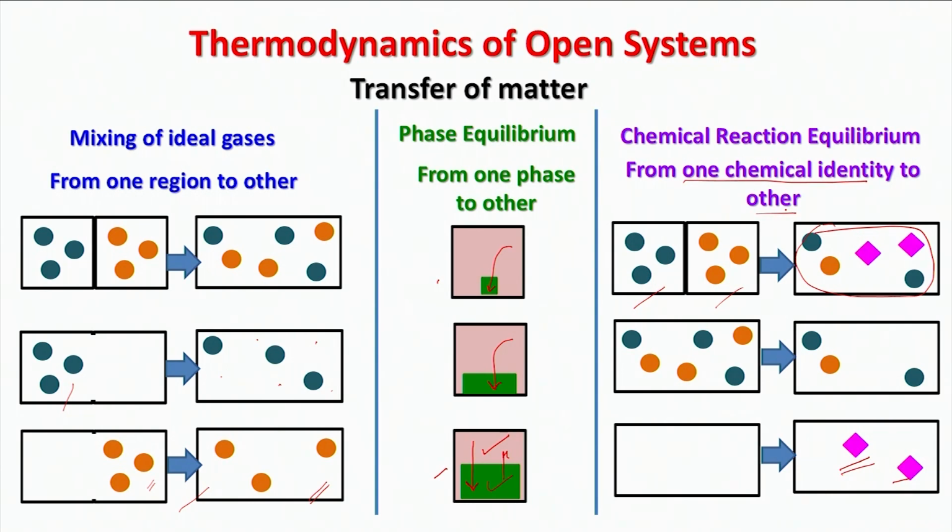But once again, as you see, the individual components, their number is not remaining the same as I pass from this initial state to the final state. And therefore, it is now clear to us that we can treat all these three examples under one set of generalized conditions, that is the thermodynamics of open systems, which allows transfer of matter. And here we are talking about transfer of matter from one region to the other, or from one phase to the other, or from one chemical identity to the other.